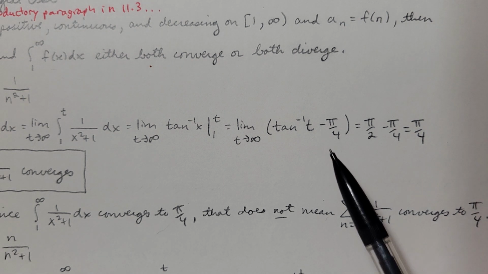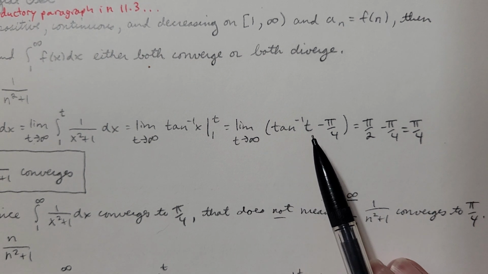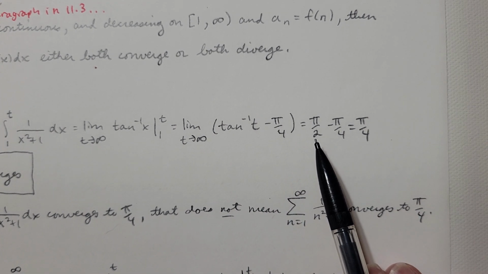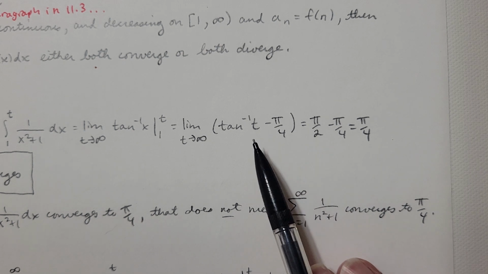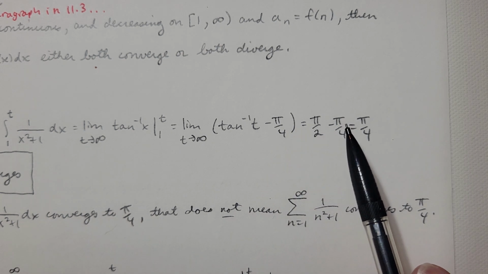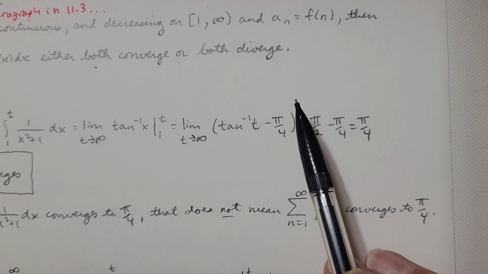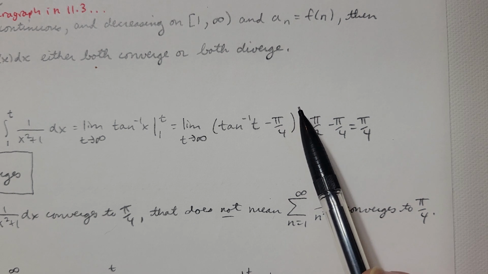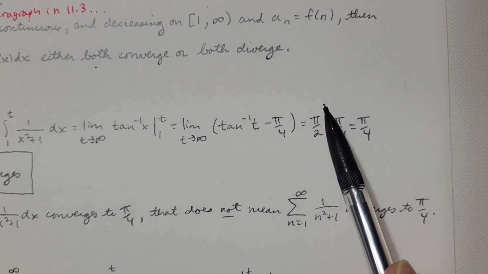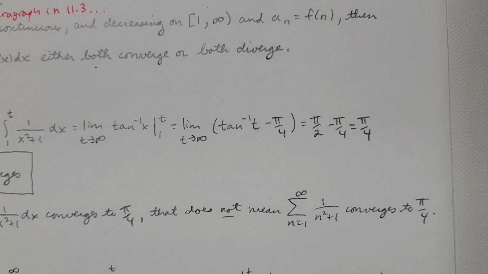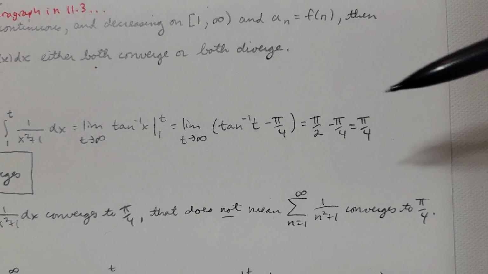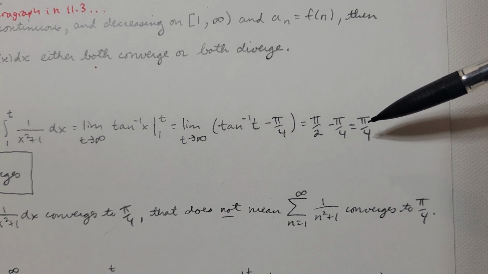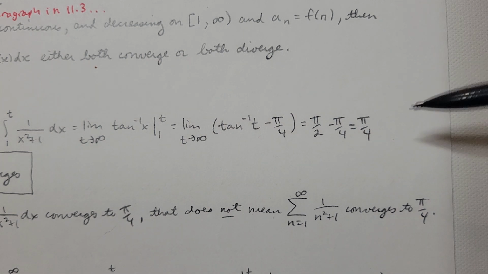And so now, as t is approaching infinity, tangent inverse of t is going to be getting closer and closer to pi over 2. That's the graph with 2 horizontal asymptotes on it. I've got one at pi over 2, and then another at negative pi over 2, and the curve is going through quadrants 1 and 3. So as I head outward towards infinity, I'm going to be getting closer and closer to pi over 2. Minus, the limit of a constant is always the constant. Pi over 2 minus pi over 4 is pi over 4. So I get pi over 4.